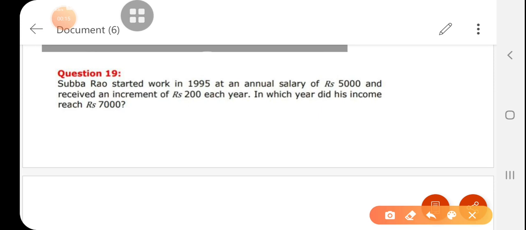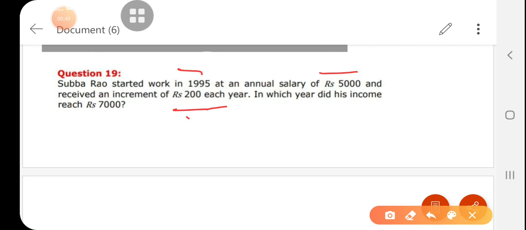The question is as follows: Subbarao started work in 1995 at an annual salary of rupees 5,000 and received an increment of rupees 200 each year. In which year did his income reach rupees 7,000? So Subbarao is a person, he started work from 1995, and the basic salary, that means the annual salary, is 5,000, and each year, that means after 1 year, he got rupees 200 additional.